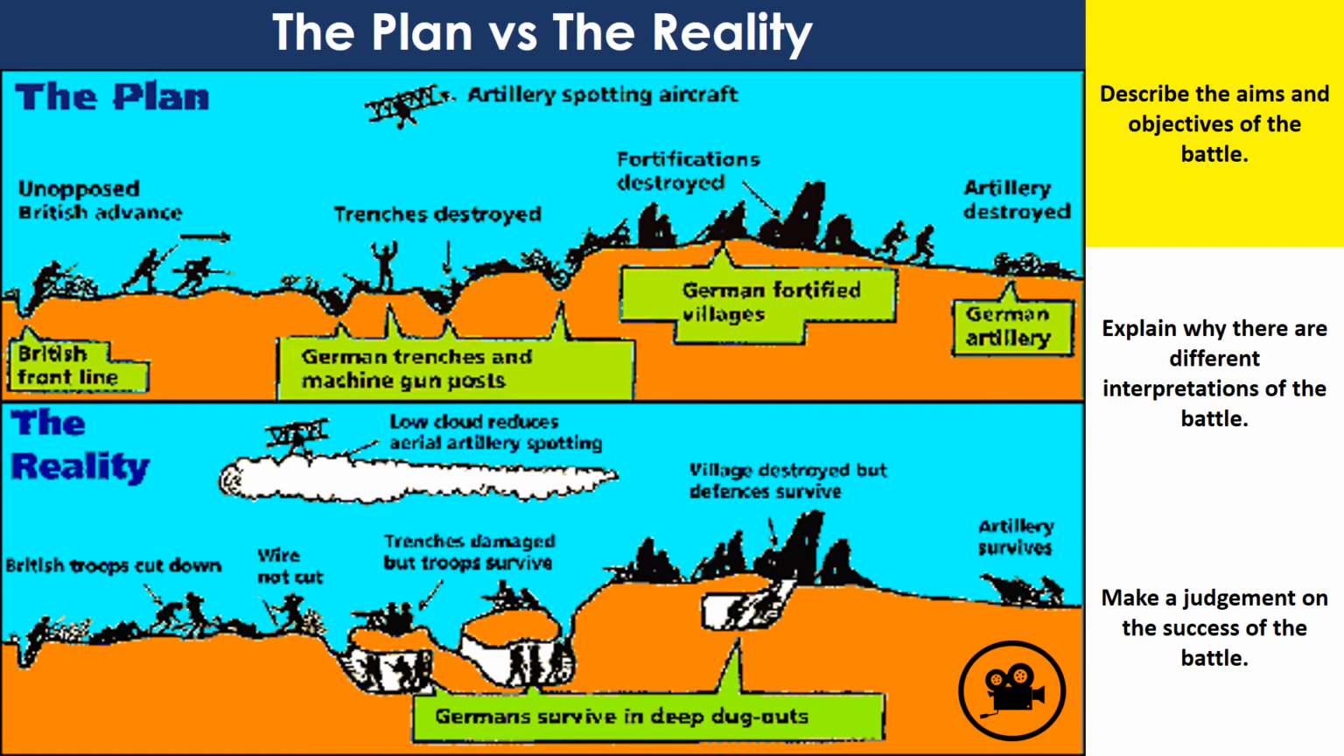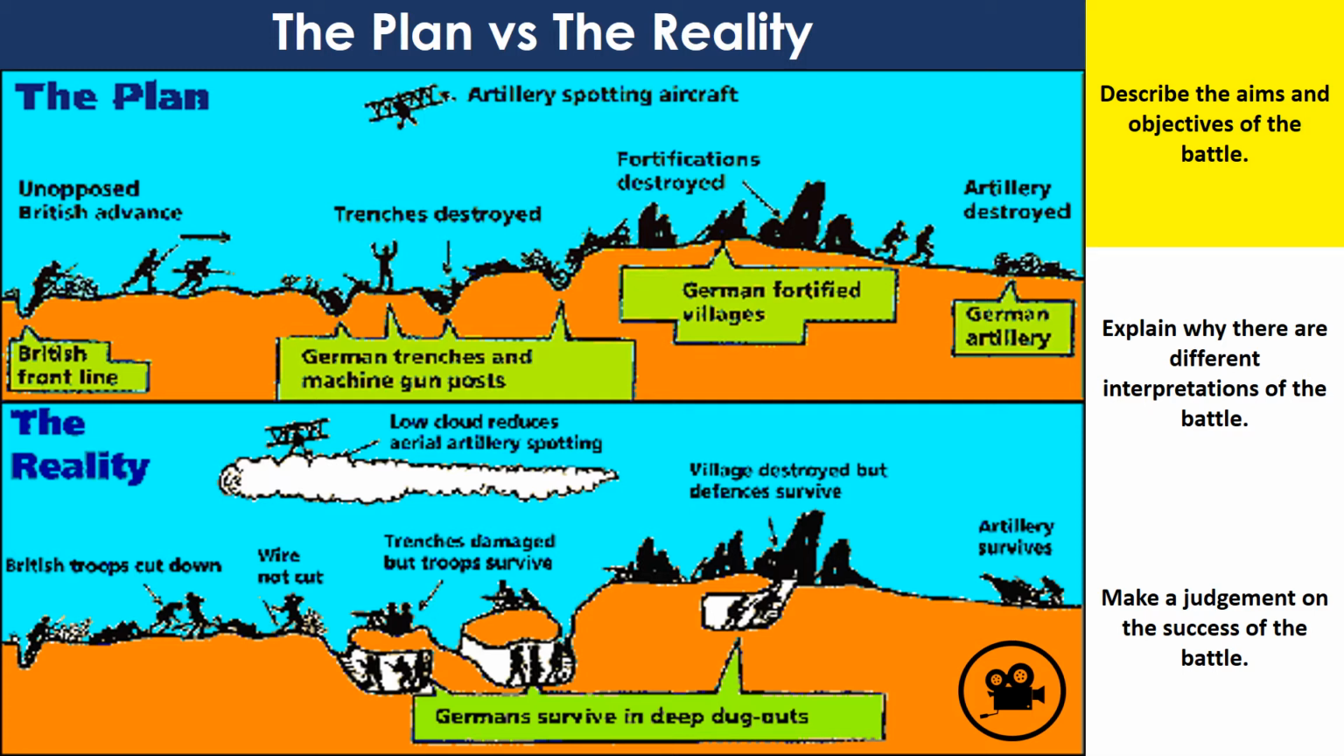So he thought his plan was that ultimately he would shell the German trenches and send many shells across, and that would lead to the German trenches being destroyed, their artillery being destroyed, their fortifications being destroyed, and he would use artillery to spot any aircraft or anything that might be going on. And ultimately his idea was that the British troops would be able to get out over their trenches and just walk across no man's land, and the Germans would either be destroyed or surrender. However, you'll see here the reality was very different.